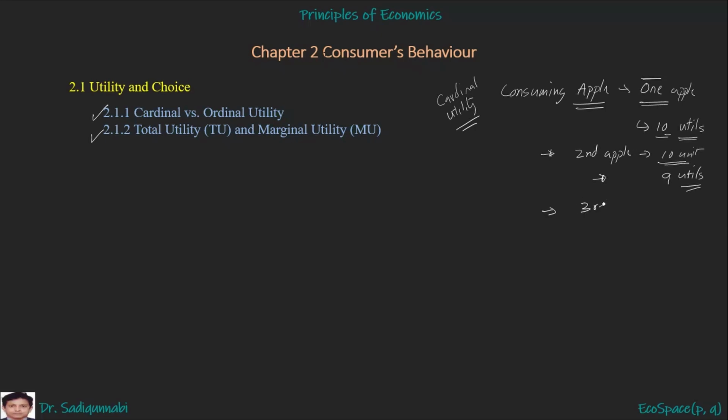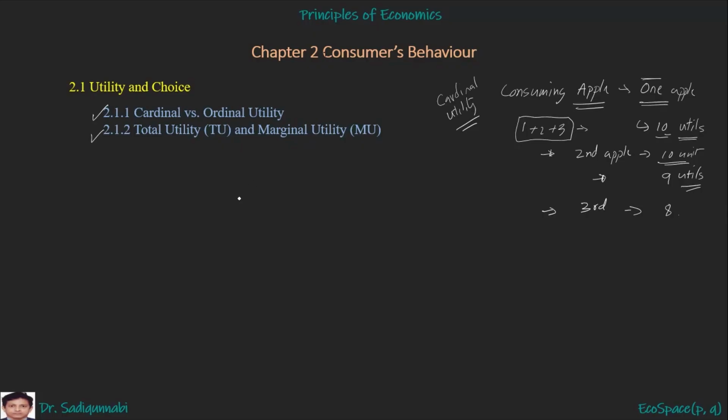So that is the idea. And the third apple, you are not getting the 10 units. Maybe you are not getting 9 units, you are getting actually 7 or 8 units. So that's why we say that in the first plus second plus third apple, your utility level is not constant. Your utility level is going to decrease. So we can say that there is a total utility. The concept of total utility is total utility from a number of goods and services.